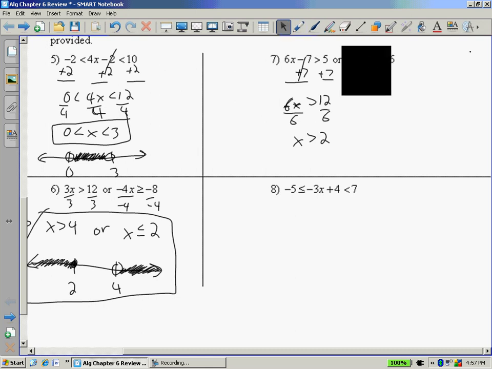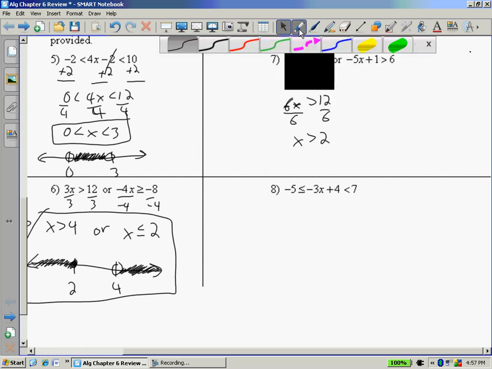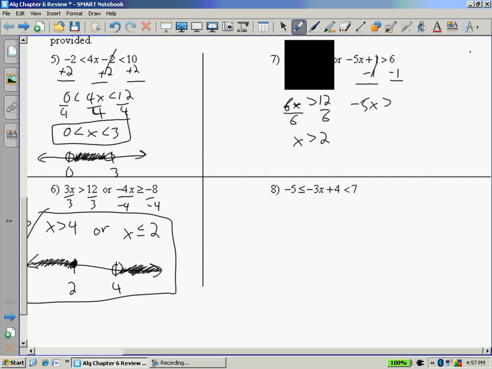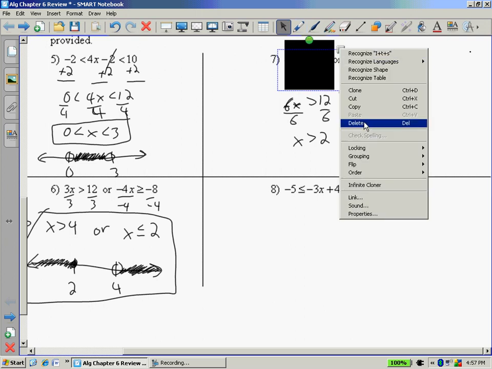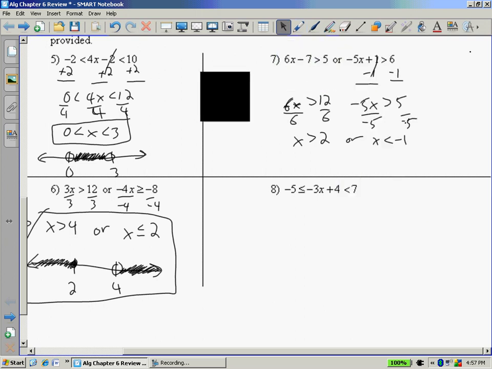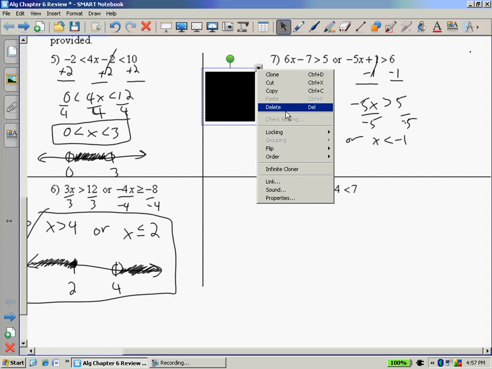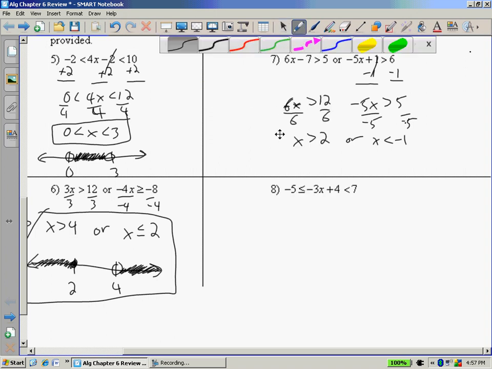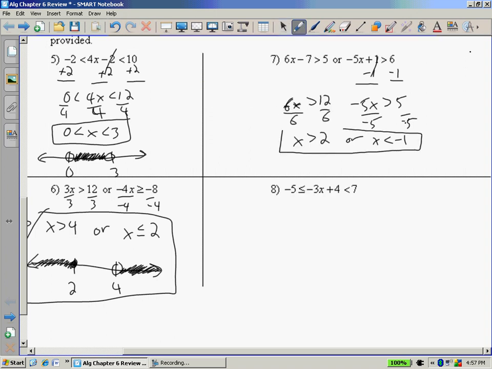Or, let's ignore the other side and work on this part. Subtract 1 from both sides. Negative 5x is greater than 5. Divide by negative 5. Whoa, what happens? We're going to switch that inequality symbol because we divided by a negative. So now I can take that away and focus on what I need to focus on. So I've solved x is greater than 2 or x is less than -1.